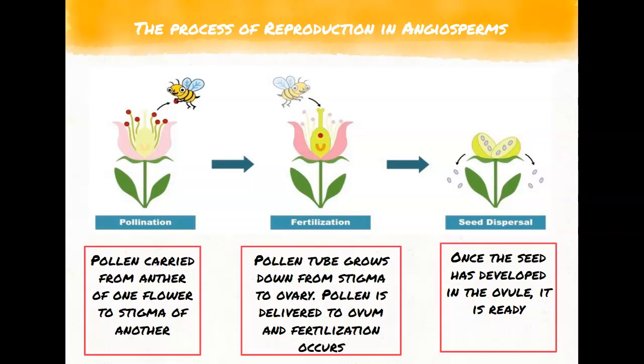Fertilization is different than pollination. Fertilization is the pollen tube grows down from the stigma to the ovary and the pollen is actually delivered and fertilization occurs. So fertilization is pollen hitting ovule. Pollination is pollen moving from flower to flower. And then seed dispersal is the idea of seeds being dispersed. So once the seed is developed in the ovule, it's ready to move to a new area, be pollinated again, planted so that it can grow, whatever it is that the plant we're looking at does.